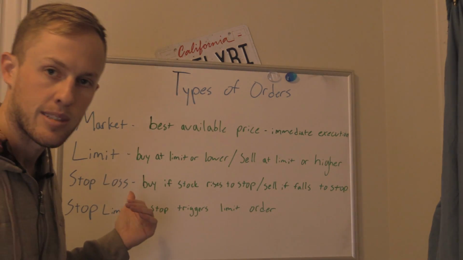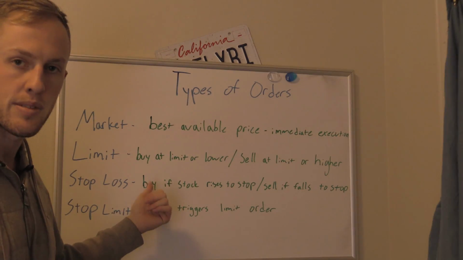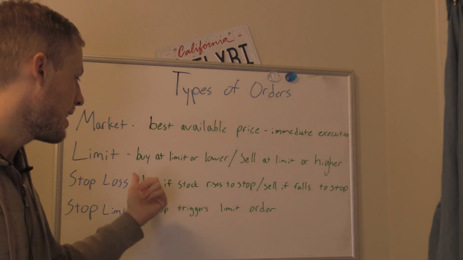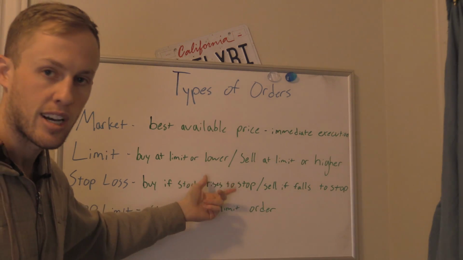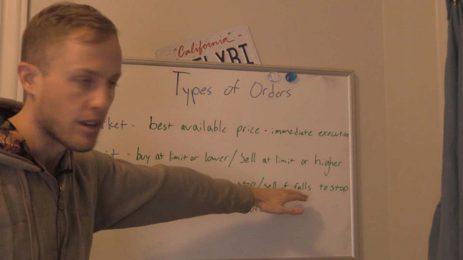Then we have the stop loss. Now people set their stop losses at different points. We're not going to discuss it right now, but some people use it for buying and some people use it for selling. It will buy if the stock rises to your set stop and it executes a market order, and then it will sell if it falls to a stop.